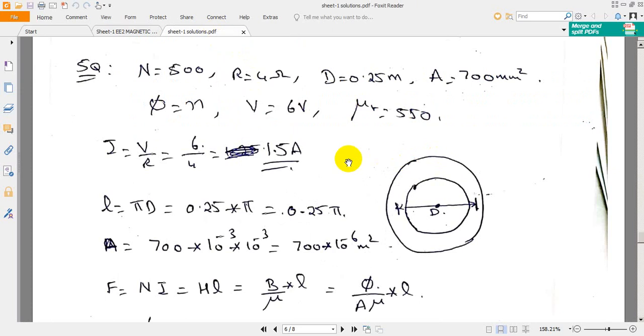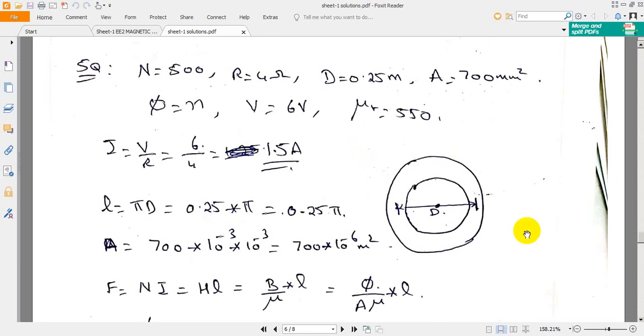If we write the given data, it has been given that the number of turns is 500, resistance 4 ohms, diameter of the core is 0.25 meters, area of cross section is 700 mm square, flux flowing in the circuit is to be calculated, the voltage is 6 volts, and permeability is 550.